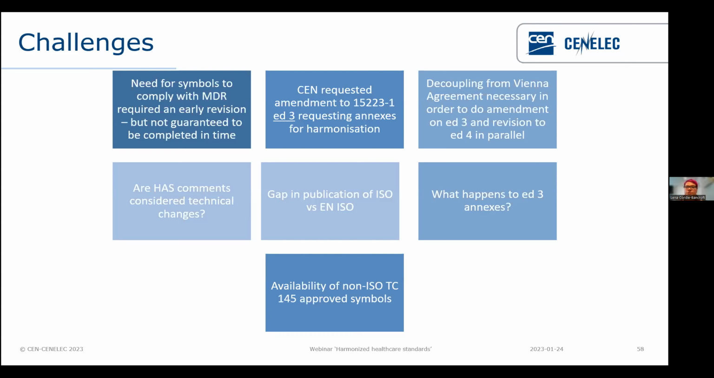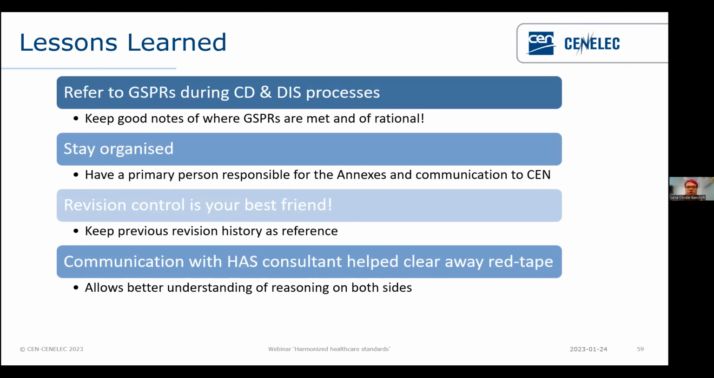What happens to the edition 3 annexes that we had worked on, but where were they, and did we continue with that project, or did it just get canceled? What happened with that? And then finally, the availability of the non-ISO TC 145 symbols, which I had already mentioned, which is still kind of an ongoing issue, but not related. That's more of an ISO issue and not related to CEN/CENELEC or the harmonization.